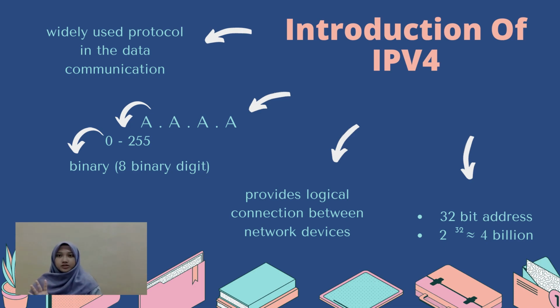IPv4 consists of 4 numbers which are separated by dots. Each number can range from 0 to 255, but computers do not understand decimal numbers, so it will be converted to binary form which can be understood by the computer. Each number is represented by a group of 8 digits of binary number, so IPv4 is a 32-bit address. 2 power of 32 is approximately 4 billion devices that can be connected to the internet with IPv4.